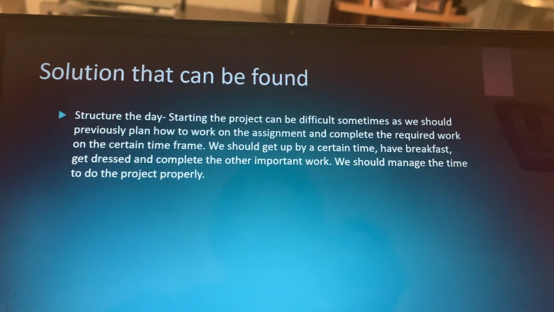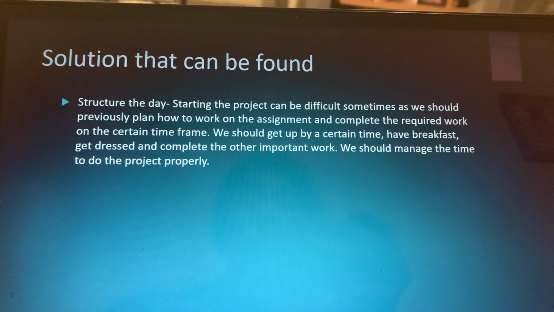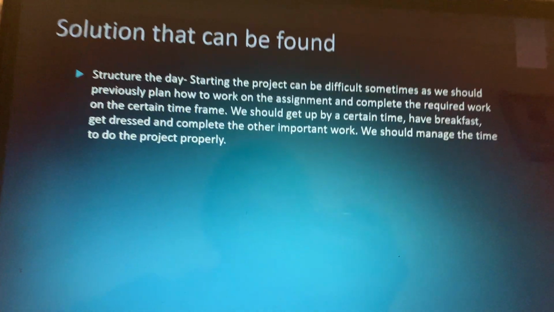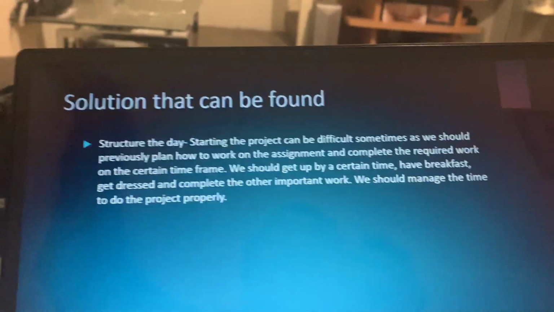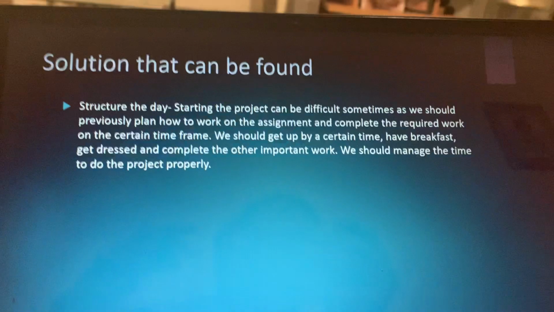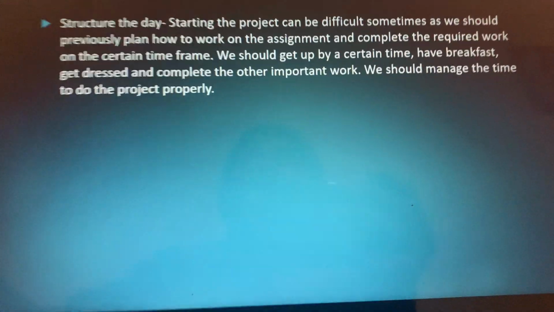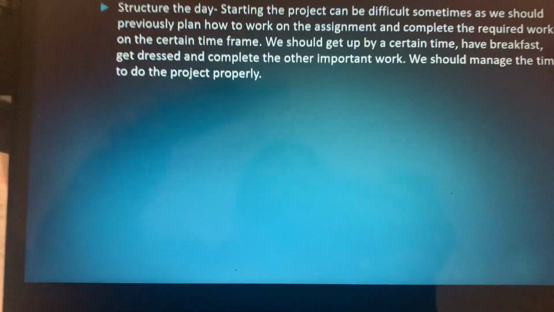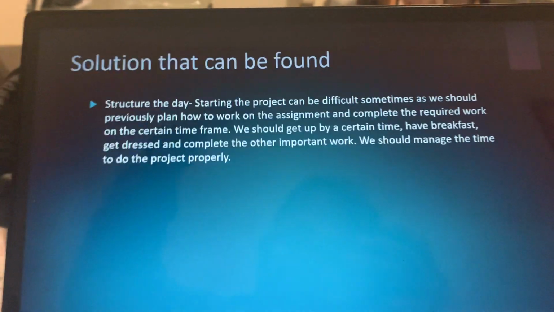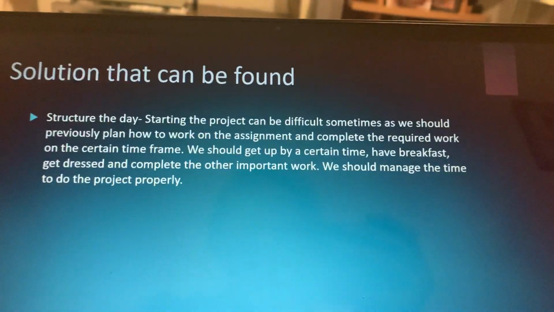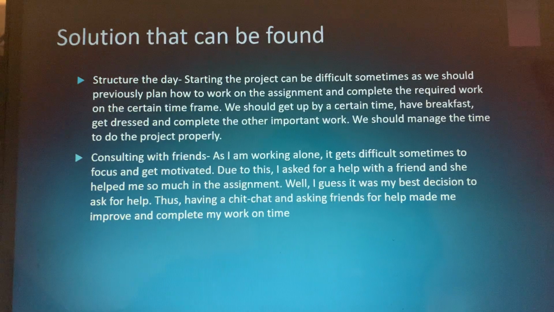While doing the assignment, it was hard work, so I needed to manage time and everything. So I structured the day, like what I'm going to do after this. First I'm going to get up, have some breakfast, then do this project, then do this research, then do the presentation. We have to structure the day, what we are going to do step by step, so that it makes it easier to conduct the work and so on. And another one is consulting with friends.